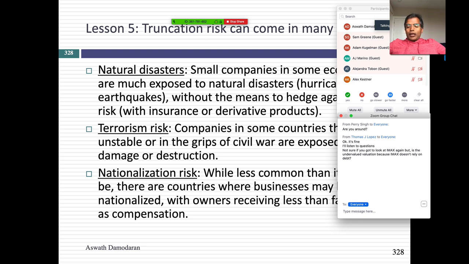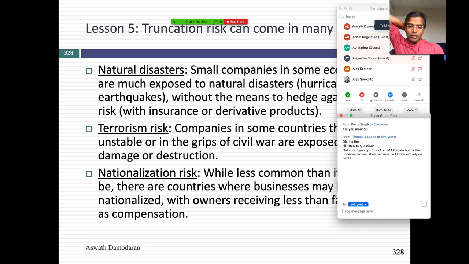Okay. So we're at 2 o'clock, so I'm going to get started. I assume that most of you have done your quizzes. I was checking the numbers and it looked like the quizzes were coming in. But today I want to continue with our discussions of valuations.